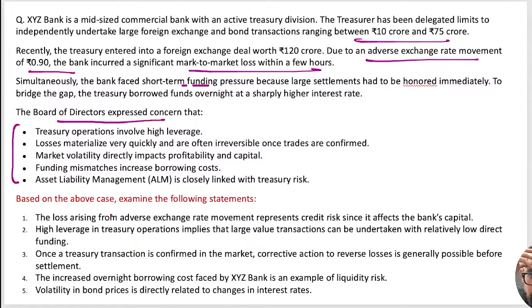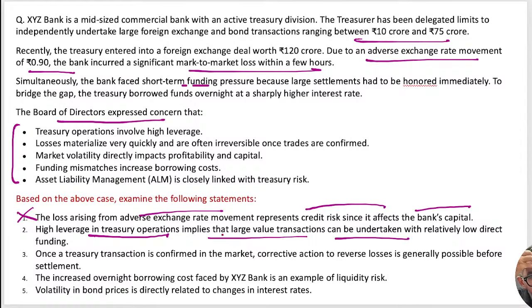The loss arising from adverse exchange rate movement represents credit risk since it affects the bank capital. It is not credit risk, right? It will be exchange rate risk, so this is wrong. The next one: high leverage in treasury operations implies that large value transactions can be undertaken with relatively low direct funding. That is true. Third one: once a treasury transaction is confirmed in the market, corrective action to reverse losses is generally possible before the settlement.